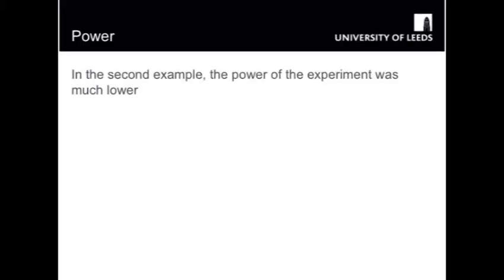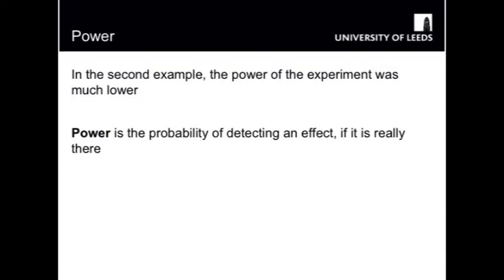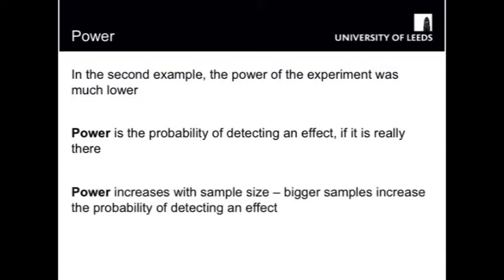So what's the difference between these two sets of data? What's actually going on here? What we have is a difference in the power of the two experiments. Power is the probability of detecting an effect if it is actually there. And obviously, we want powerful experiments. We want to be able to detect effects if they are actually there. The difference between the two data sets is in the sample size. Larger samples produce more powerful experiments.